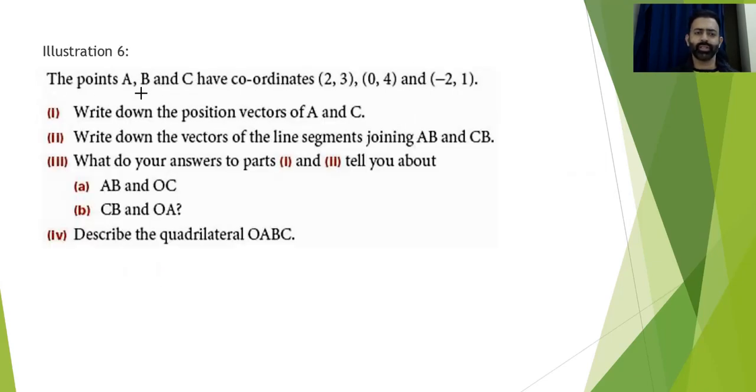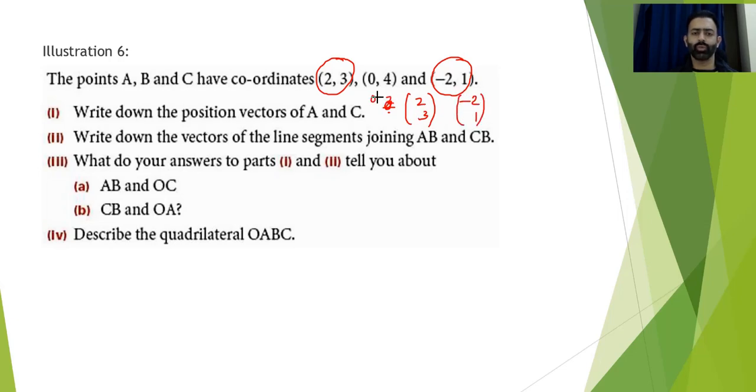Next, the points A, B and C have coordinates (2, 3), (0, 4) and (-2, 1). We have to write down the position vectors of A and C. So the position vector of A is 2 comma 3, and for C it is minus 2 comma 1. Just write 2 and 3, and minus 2 and 1.